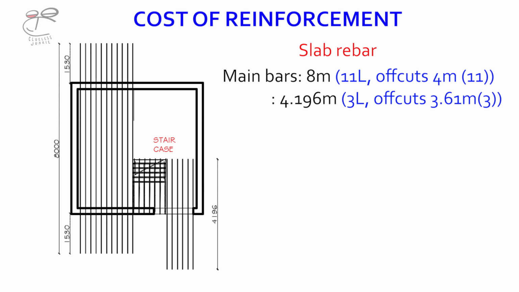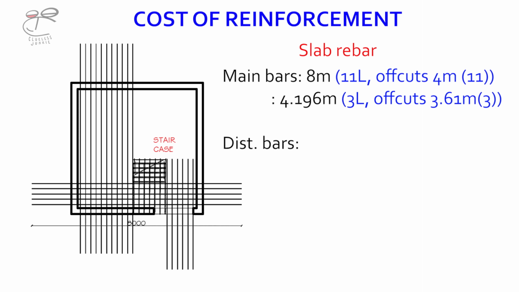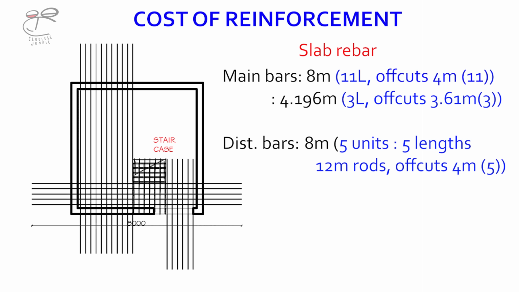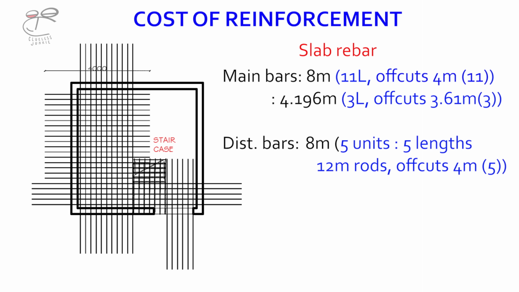And then for the distribution bars, which are the horizontal ones that go on top of the main bars, that individual length of that is about 8 meter, and we'll specify that. And then the number of that distribution bar in that region is 5 units. So we need 5 lengths of 12 meter rods, and we'll get 4 meter offcuts, 5 of that. So on the remainder there, we have distribution bars of 4 meter length.